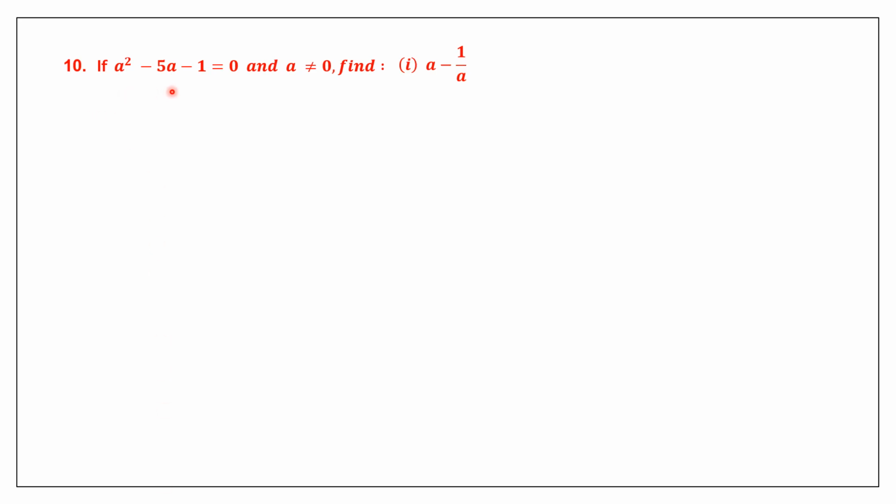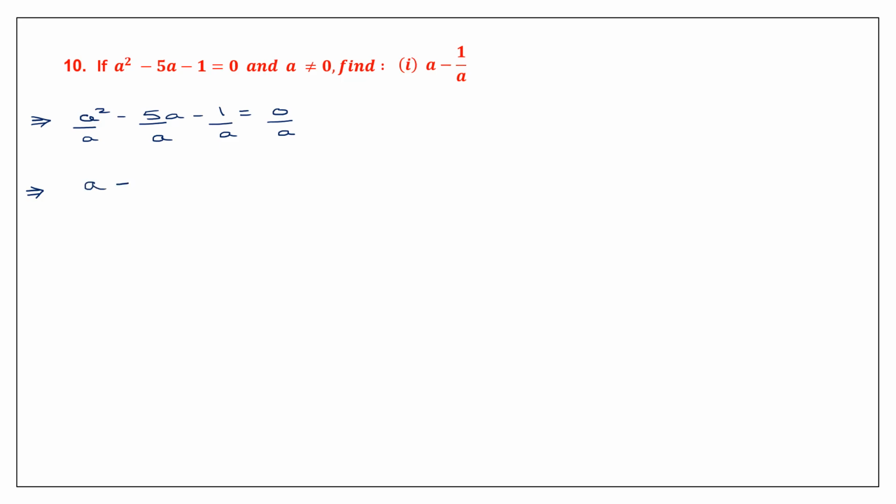Question 10. If a square minus 5a minus 1 is equal to 0 and a is not equal to 0, find first one, a minus 1 by a. Similar to the previous question, let's write down this equation. The equation that we have here is a square minus 5a minus 1 is equal to 0. Now here again, we are going to divide both sides of the equation by a, each term by a. So when you divide a square by a, it is a to the power of 2 minus 1, which is a itself, a to the power of 1, which is a.